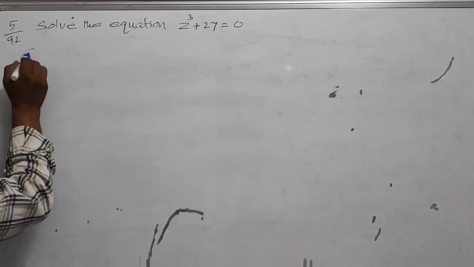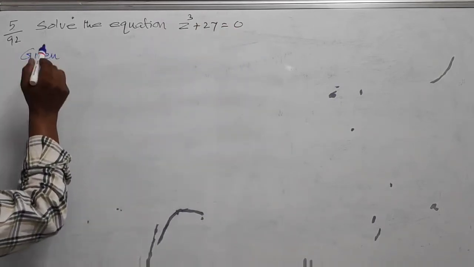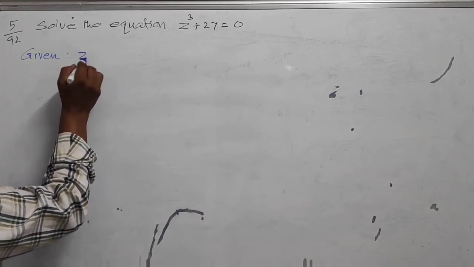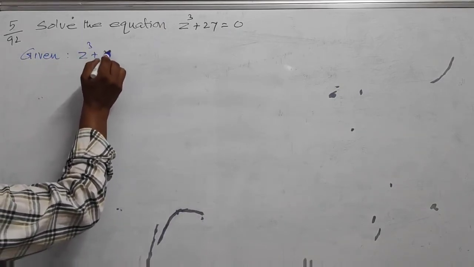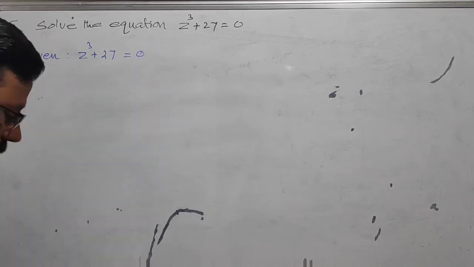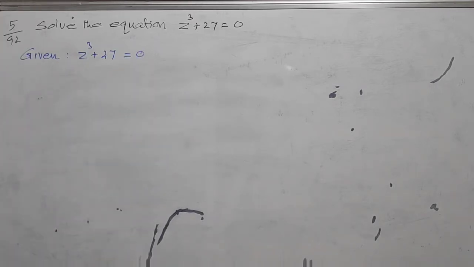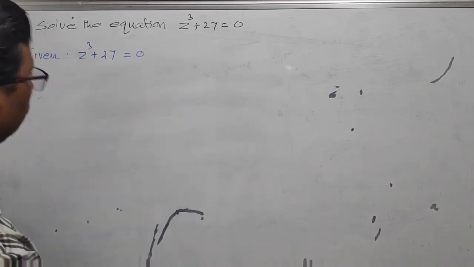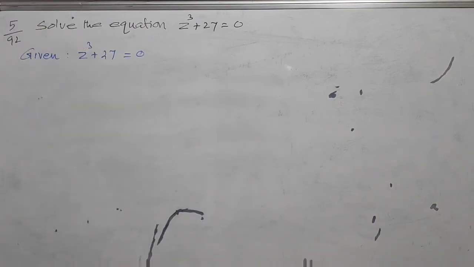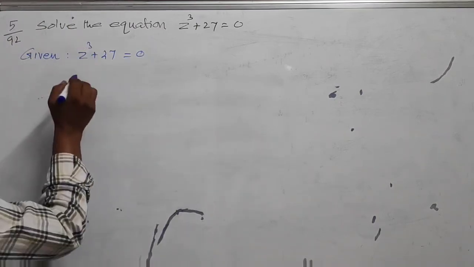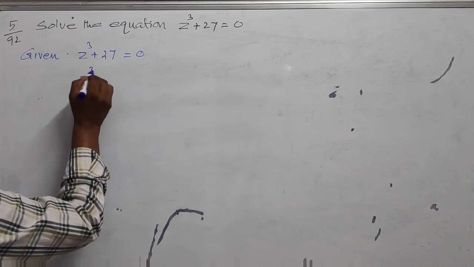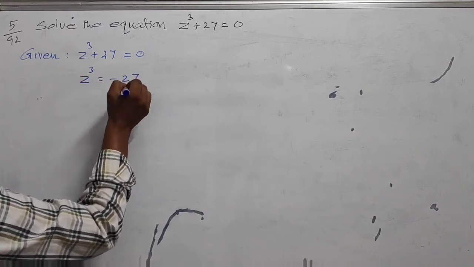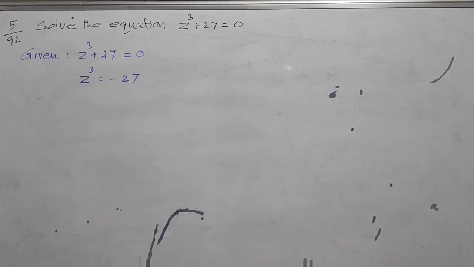Now here we can write, given z cube plus 27 equal to 0, means it is a cubic equation, hence z will have 3 values. Therefore, how do we solve this? This can be done as z cube is equal to minus 27.